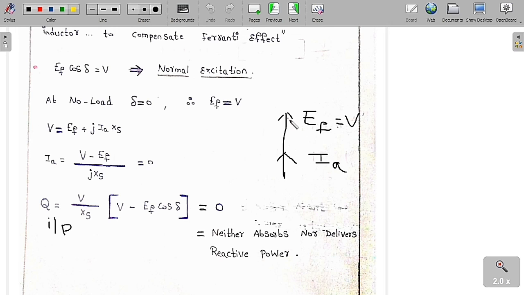So a small correction that you always have to keep in mind, whether it is a synchronous motor or whether it is a synchronous generator, we are going to define the power factor with respect to theta only, which is the phase angle between the V and IA.